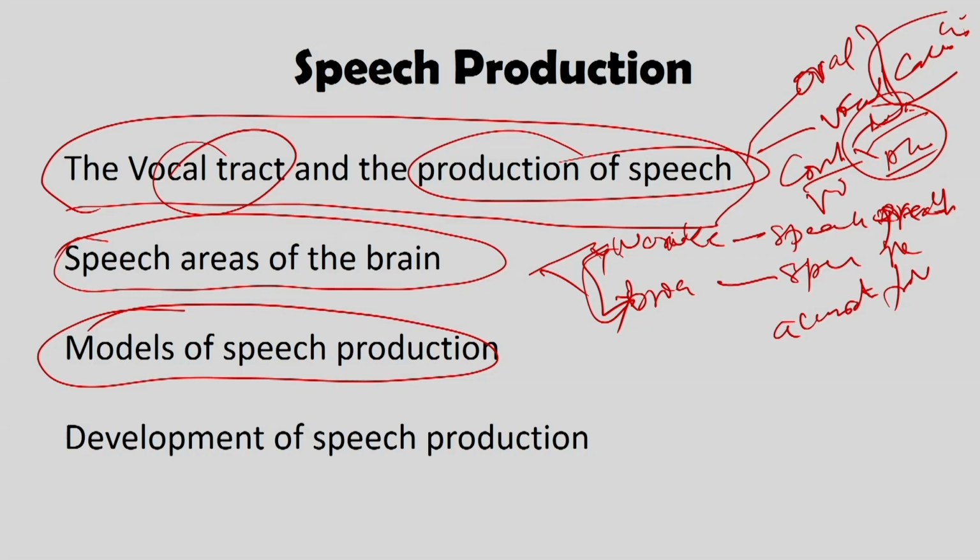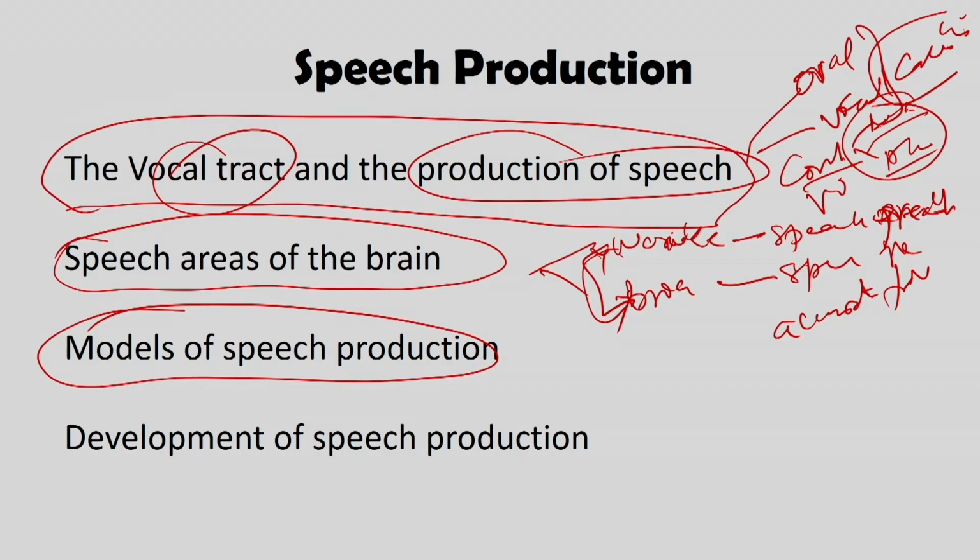Now, there is a forward model, the feed forward model, which proposes that motor systems, in addition to generating the motor plan, generate the expected sensory consequence of that motor plan. So, the feed forward model says that the motor areas produce the motor plan and they generate this sensory feedback also.